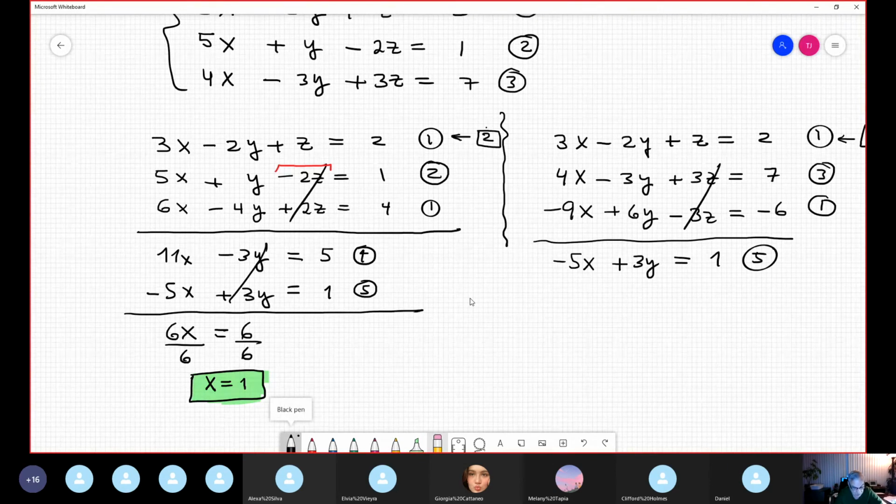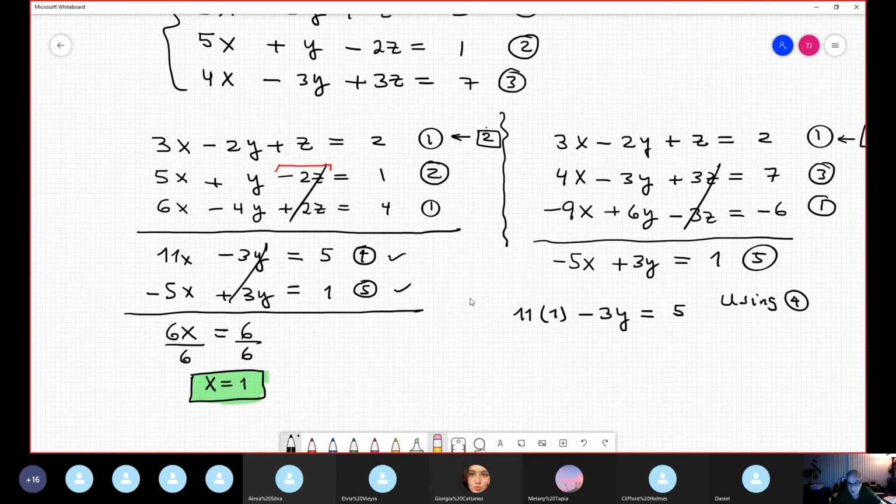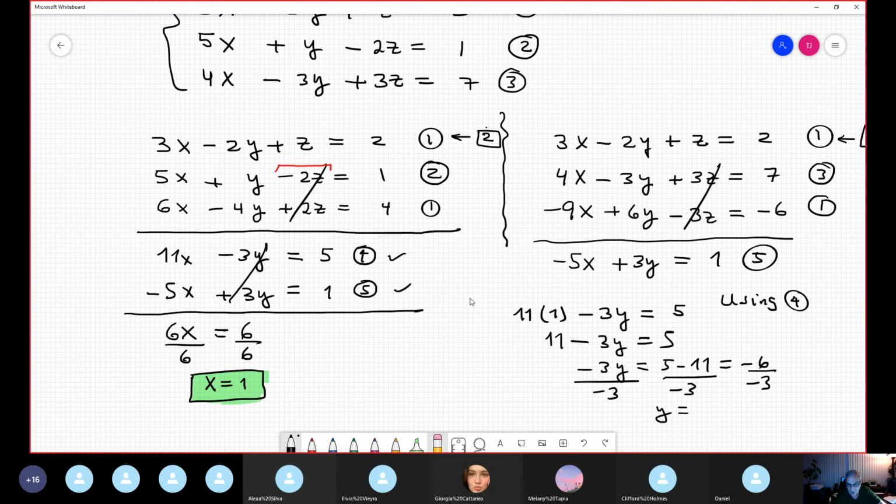In order to find the rest of the unknowns, y and z, use substitution in the original. No, not in the original, it's crazy. In number 4 maybe, or number 5. I select in my paper number 4, I don't know why. 11 times 1, because I know x is 1, minus 3y equal 5. I'm using here equation 4. Okay, this is 11 minus 3y equal 5. Minus 3y is equal to 5 minus 11. And 5 minus 11 is -6. Divided by -3, y is +2. Boom. +2.